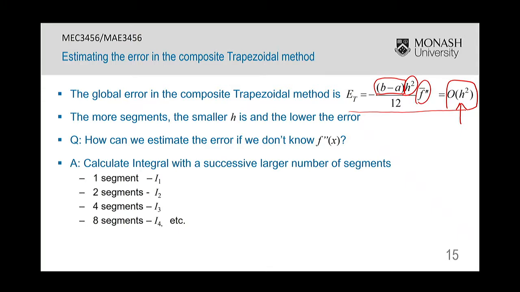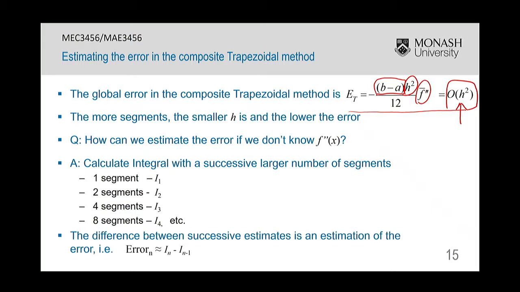One answer to this question might be to calculate the integral with a successively larger number of segments. So we start off with one segment, we call that I1. We then go for two segments, we call that integral 2. 4 segments will be integral 3, 8 segments, integral 4, etc. And each time we double the number of segments.